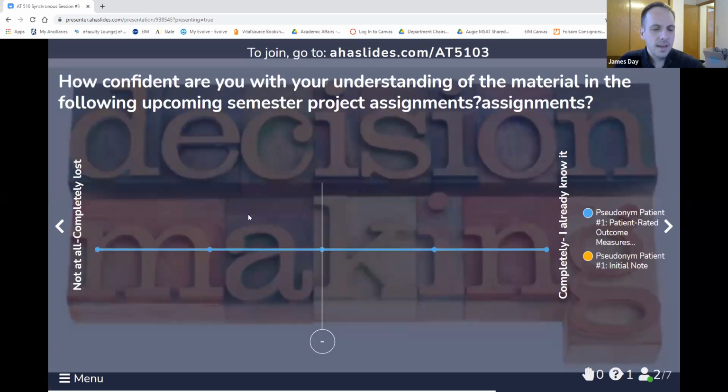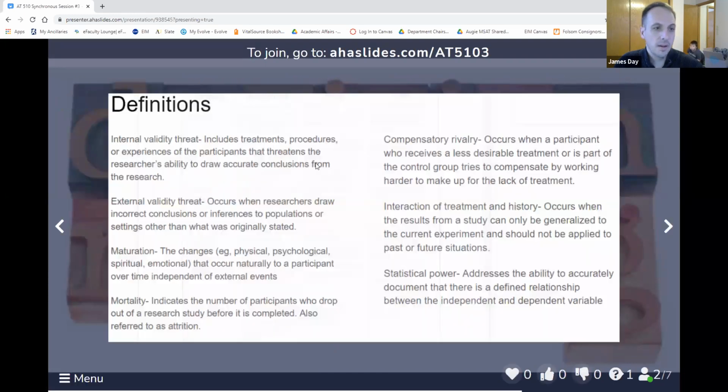So we're missing a few of these because it has the old, oh, there's the definitions. So it's in there. Here's your definitions of those. So I just didn't eliminate that question. So here's your definitions, right? Internal validity threat, external validity threat, maturation, mortality, compensation, rivalry, interaction of treatment and history, and statistical power. So I'll give you a second to read over those, but these are right out of your text as well.